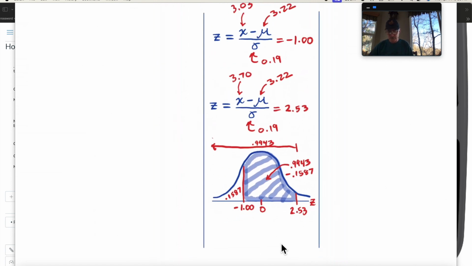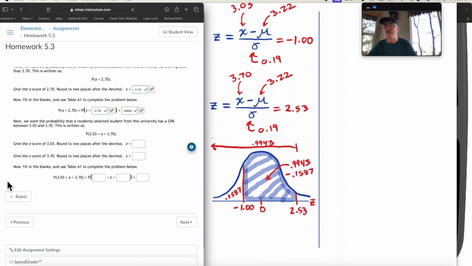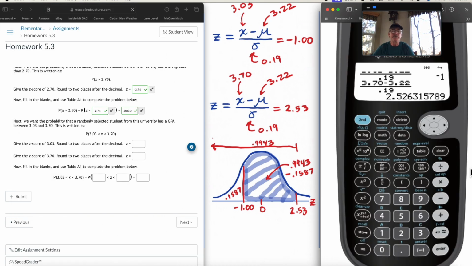So real quickly, let me get back to my problems and my calculator. All that's left is to do 0.9943 minus 0.1587. And in the end, we just remember whenever we want the area between two values, you have to look up both areas for the two z-scores. And then you just take the big area and subtract the small area, and that's what you always do on a problem like that. So this is coming out to 0.8356, which I'll go ahead and put.